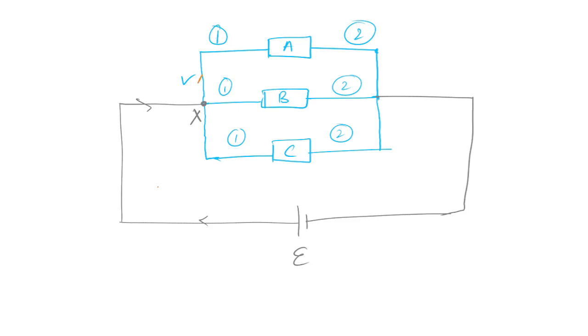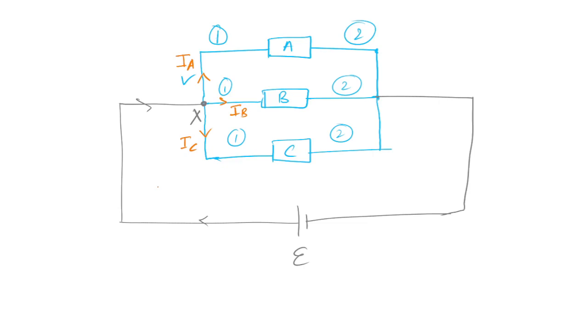So the current splits into three possible paths, and the current which is splitting may or may not be equal. This one may have current IA, this one may have current IB, and this one may have current IC. But please do not get confused that they will always be equal. Splitting may be unequal, and when they split, their value may be less or more. Sometimes, if the resistance is too high, the current in one of the components may be negligible.